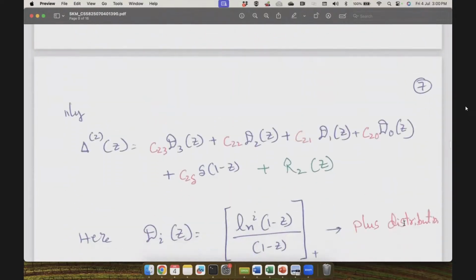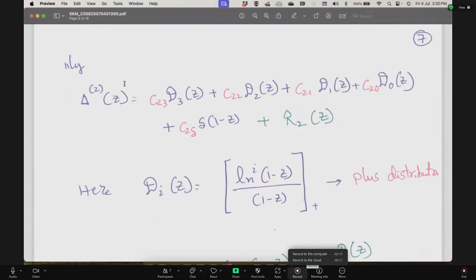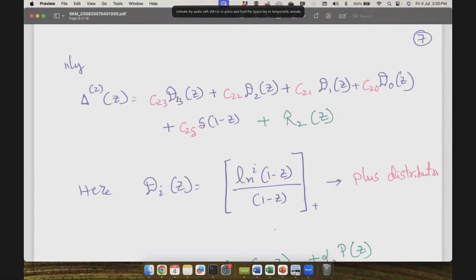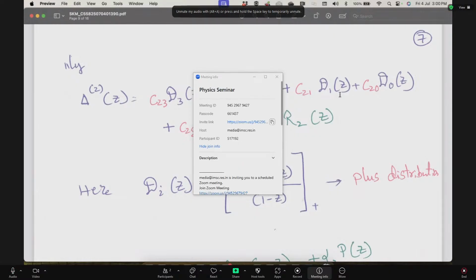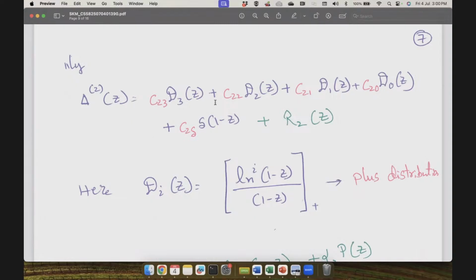What are these curly D type of contributions? Before we go into that, these curly D type of distributions are plus distributions. Similar structure you can also see at second order in perturbation theory. The second order coefficient functions can also be expanded in terms of these curly Ds, the plus distributions, as well as some other regular function, which I call R2, as well as delta 1 minus z. You can ask one beautiful question without going into the structure of curly D of 1 minus z.